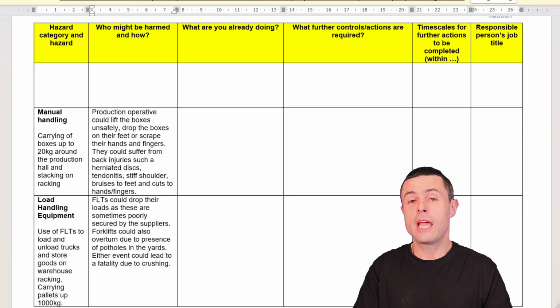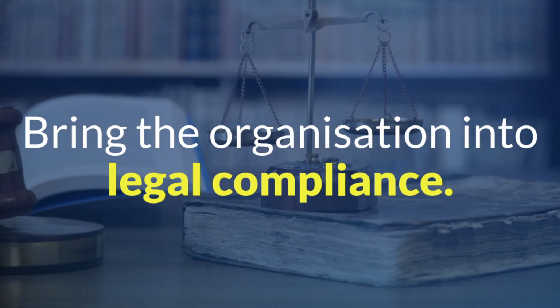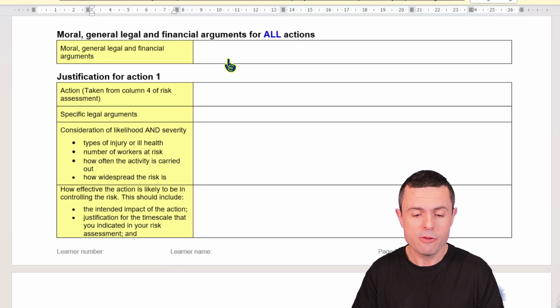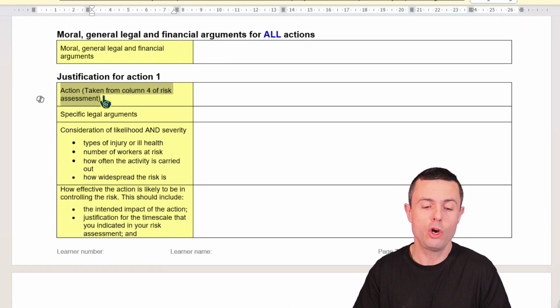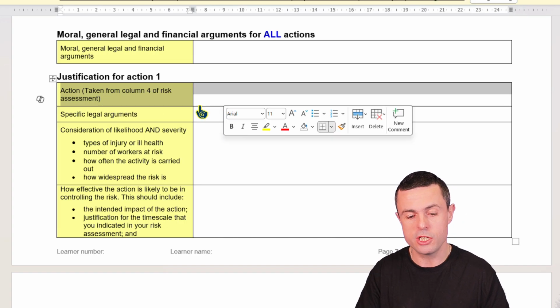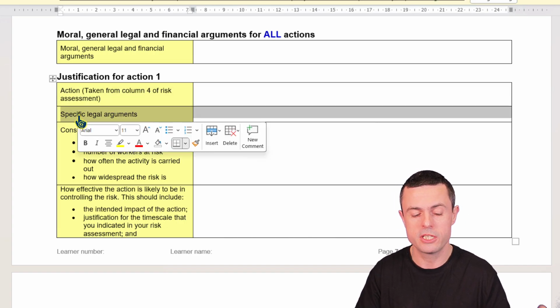Now, when looking at our control measures, we have to make sure we bring the organization into legal compliance. So we have to look at the law, the approved codes of practice, whatever duties apply. Then we're going to use that law later if we have an action on this. So if we use a load handling equipment action on the sheet, we're going to use that law in these specific legal arguments. Now, what law you use depends on the type of equipment.